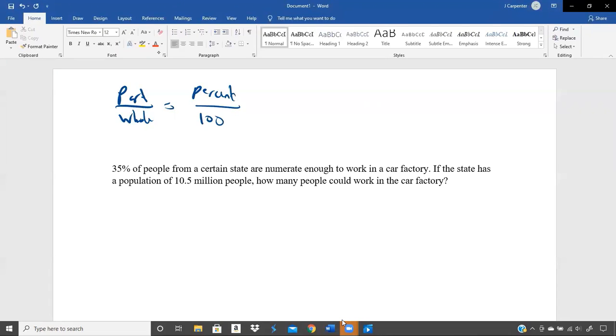It'll be our first example, and we're going to do this one together. So I'm going to do one with you, and then I'm going to set up another one and give you some time to work on, and then we'll go over it. So 35% of people from a certain state are numerate enough to work in a car factory. If the state has a population of 10.5 million people, how many people could work in that car factory?